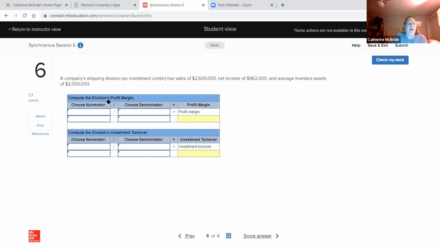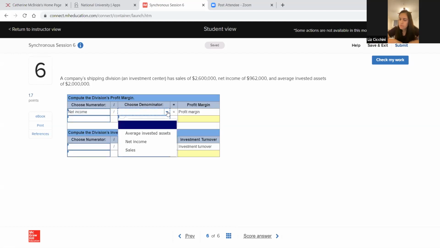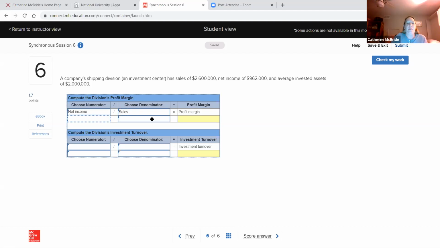All right, same thing here. Now we're computing profit margin. So what's the formula for profit margin? Net income over sales. My sales is 2,600,000. My net income is 962,000. So I have a profit margin of 37%.